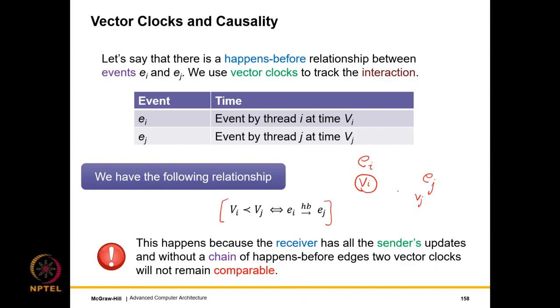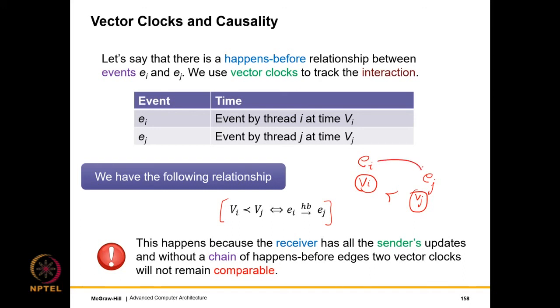If, let's say, vi precedes vj, then we can say that there is a happens before relationship between ei and ej. Similarly, if there is a happens before relationship between ei and ej, then vi is less than vj. So one side is easy to prove, the other side is slightly harder.